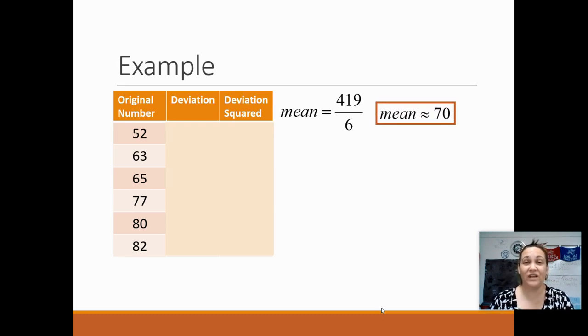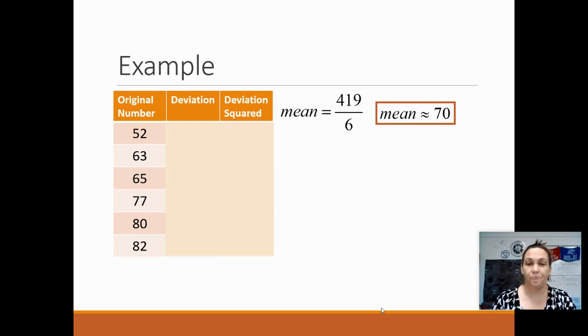For finding standard deviation, it's best to round your mean to the nearest whole number. It's going to make the second and third steps just a lot easier to work with. So for today's homework, today's assignment, you want to round your mean to the nearest whole number. It's just going to make your life a little bit easier.